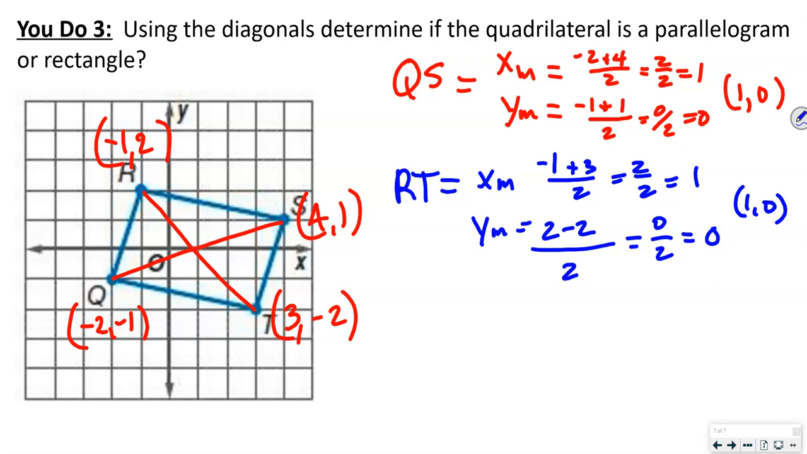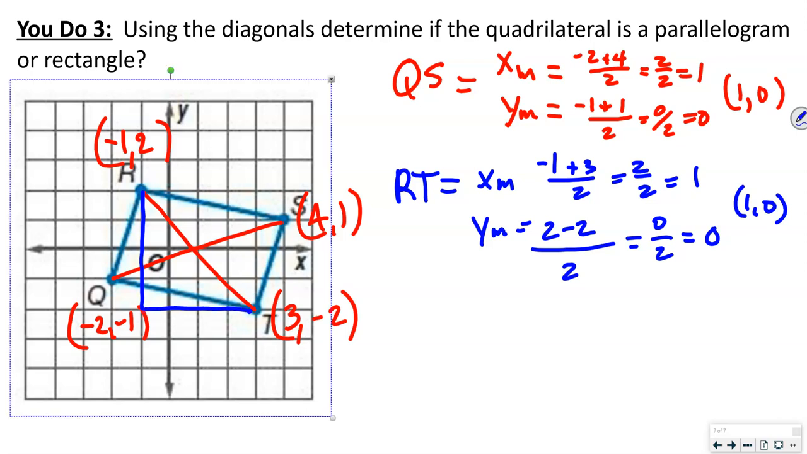Now let's again check the length. I'm going to go down and over. That's 4 tall and 4 wide. So the length of RT, since I started with that one, would be the square root of 4 squared plus 4 squared. That's going to be 16 plus 16, which is equal to the square root of 32. Let's check the other one.